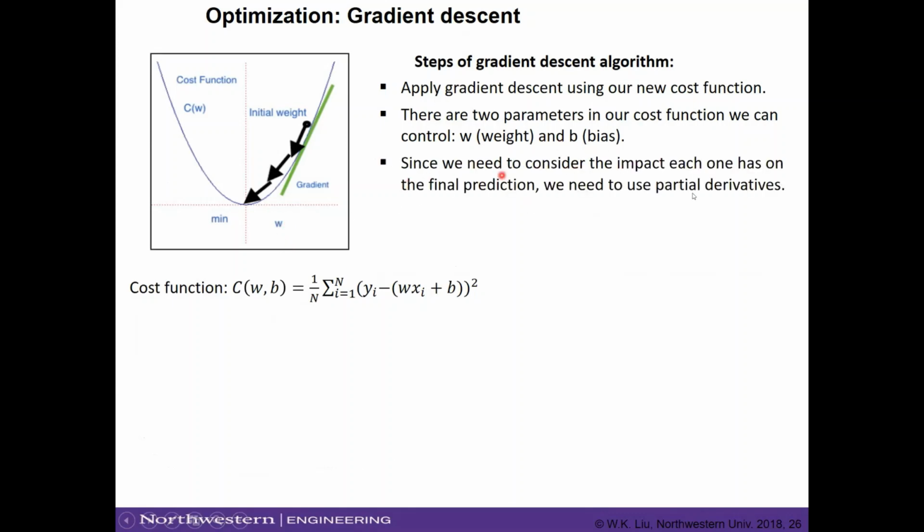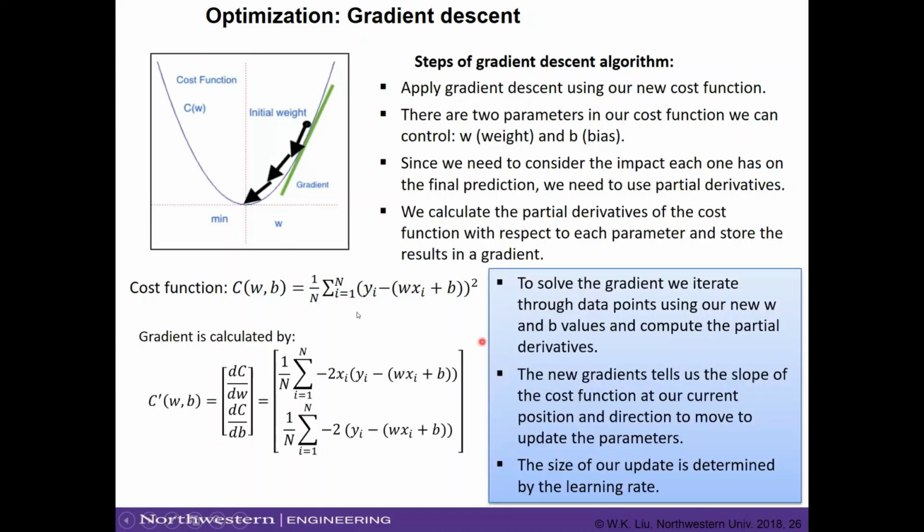Since we need to consider the impact of each one, our final prediction will use the partial derivative. I think many of you do not know partial derivatives or even calculus, so we will not go into that much detail, but think of it like this: the value of W and the value of B will change according to this gradient descent algorithm in such a way that the value of the cost function will get minimized.